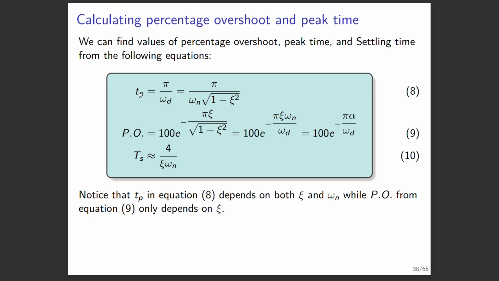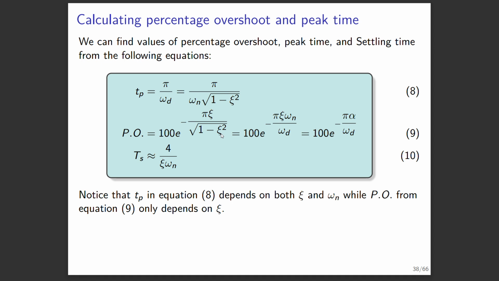So for peak time, it's pi divided by omega d, or as we have omega d, we can write it as pi divided by omega n times square root of 1 minus zeta squared. Percentage overshoot is this equation. Obviously, you can substitute square root of 1 minus zeta squared with something based on omega d and omega n.